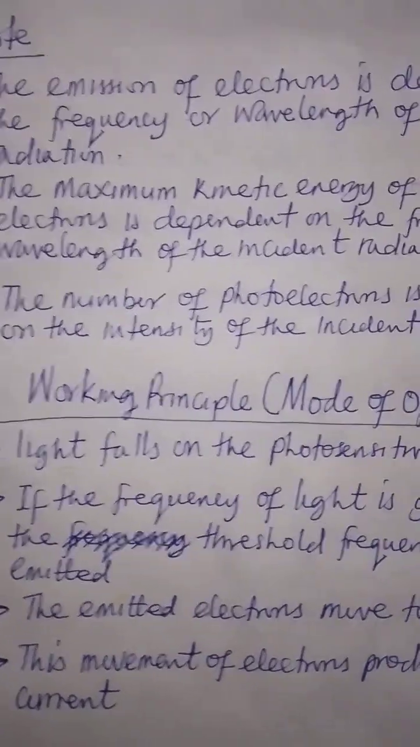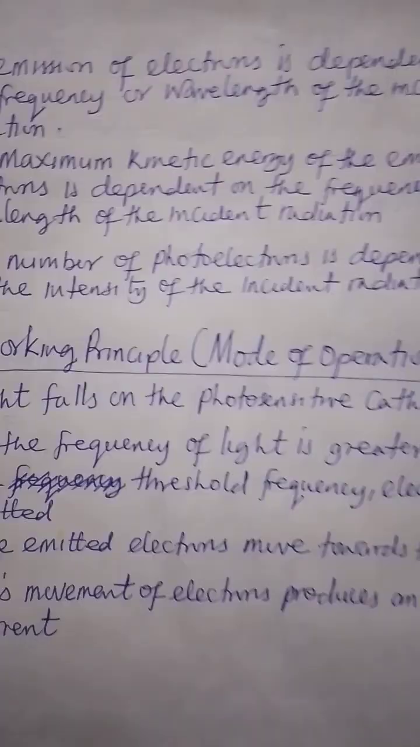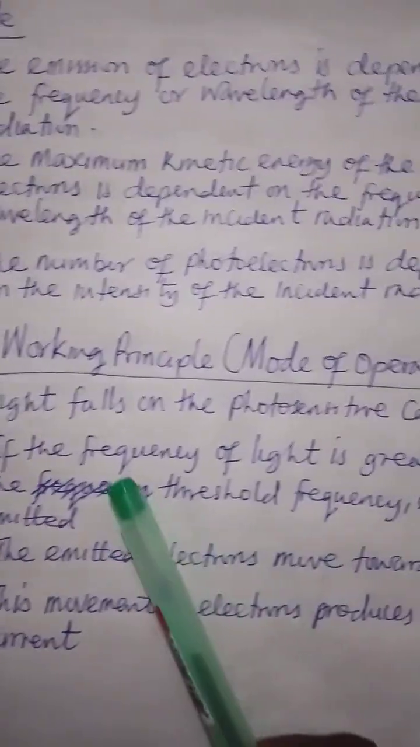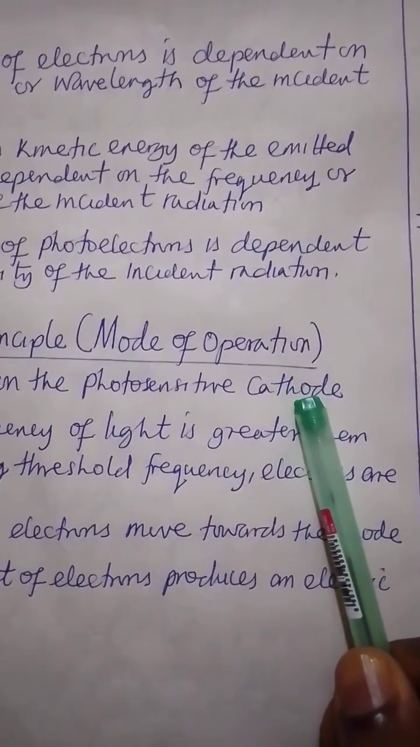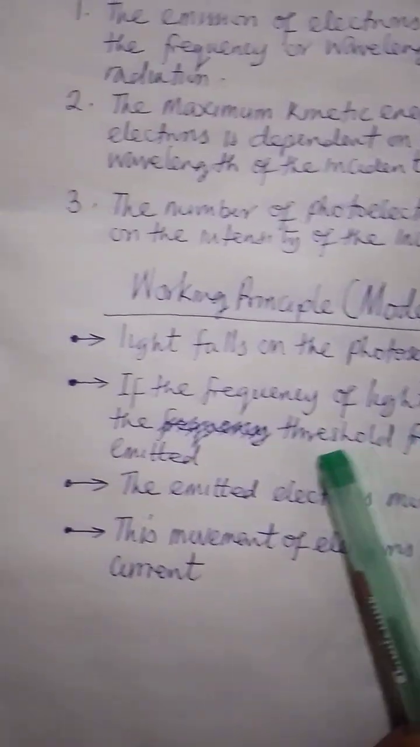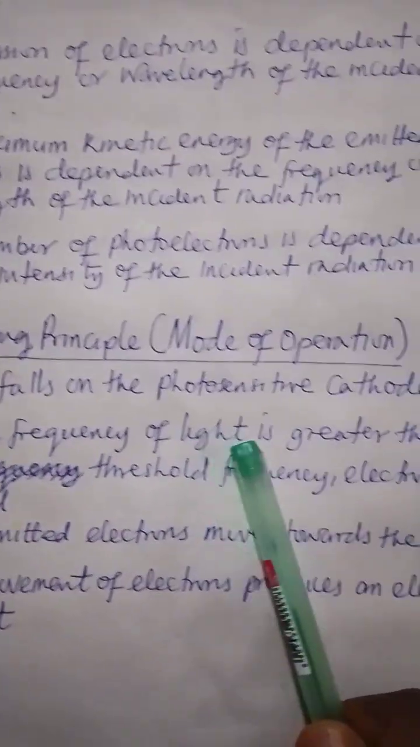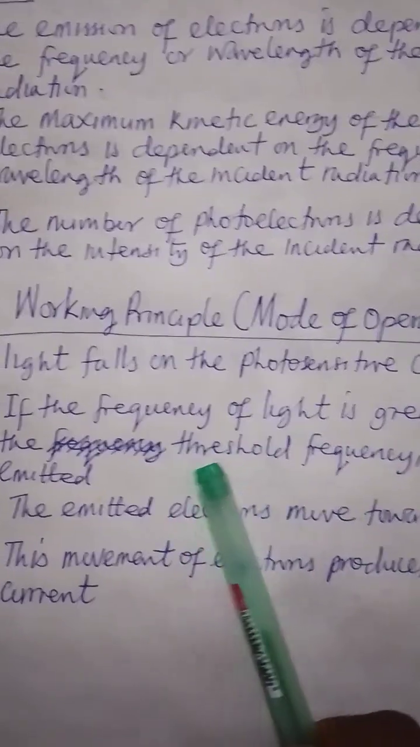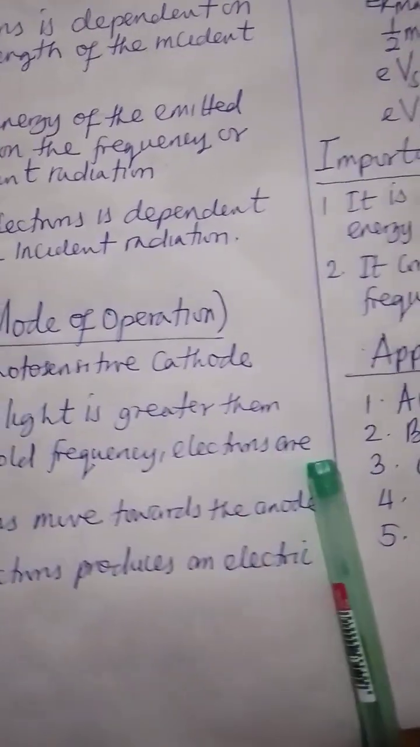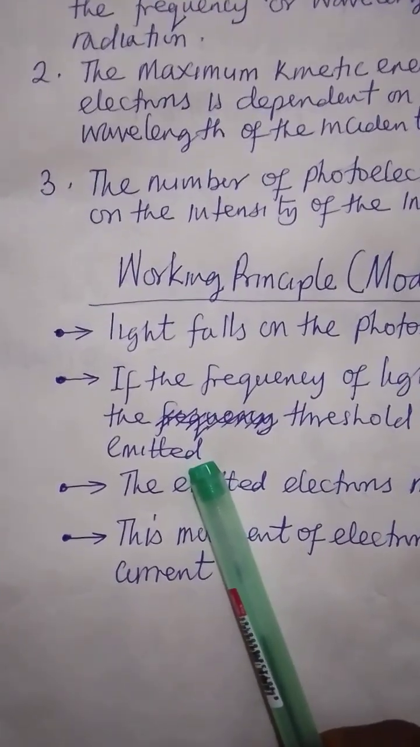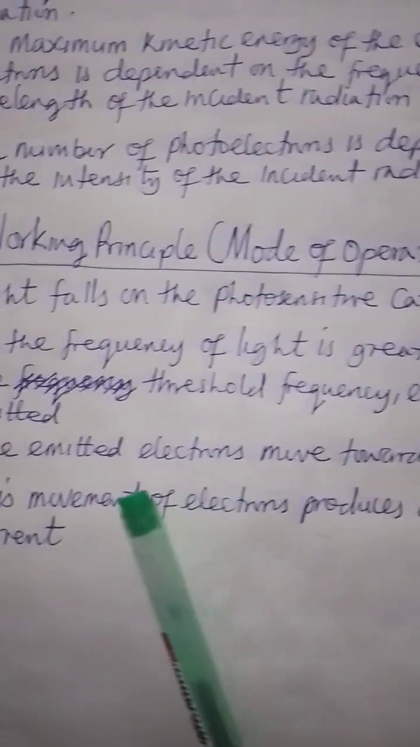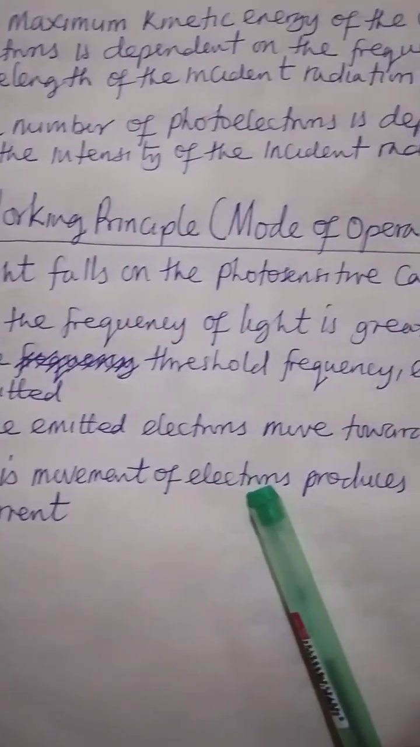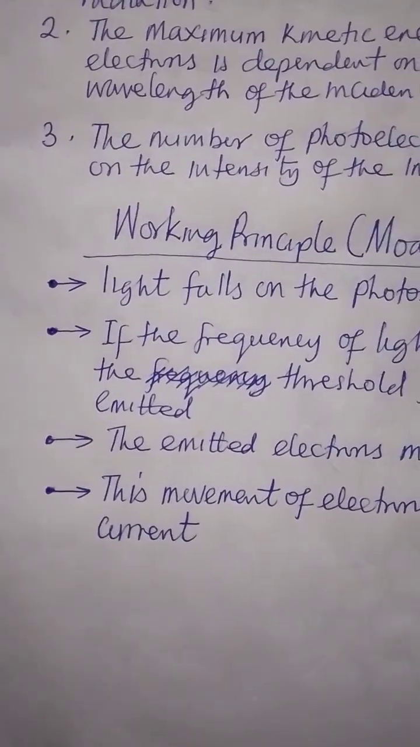Briefly, let's look at the working principle of a photocell, the mode of operation of the photocell. Number 1, light falls on the photosensitive cathode that is made up of either potassium, sodium, or cesium. Number 2, if the frequency of light is greater than the threshold frequency, electrons are emitted. Number 3, the emitted electrons move towards the anode. This movement of electrons produces an electric current.